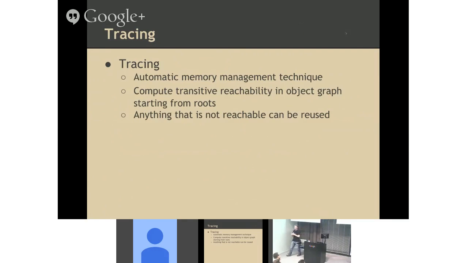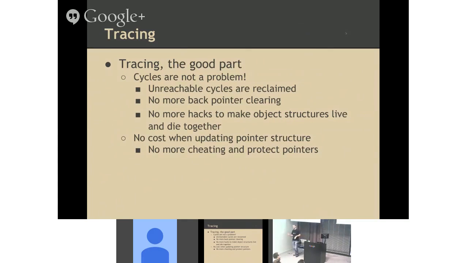Okay, so contrasting that to a tracing garbage collector. A tracing garbage collector is also an automatic memory management technique. Instead of being based on how many references you have to an object, it's based on computing transitive reachability in an object graph, starting from a set of roots. And then anything that you can reach from those roots is alive, and you'll keep it around. And anything that you can't reach from those roots will be reused. So what that means is that cycles are not a problem, because if you have a cycle that is not reachable from your roots, well, then it's not reachable, and it'll be reused.